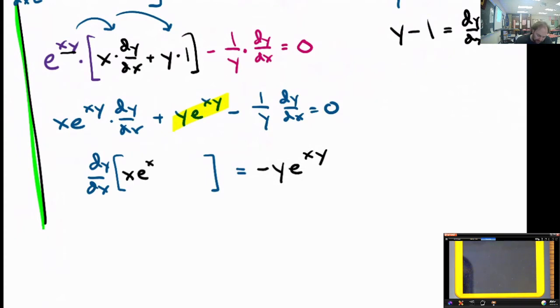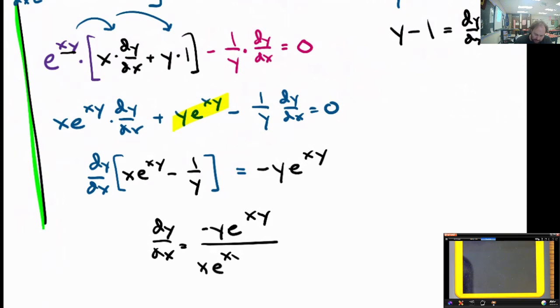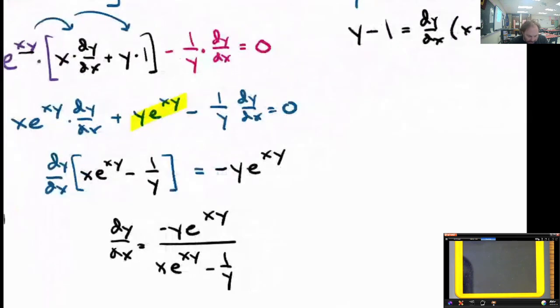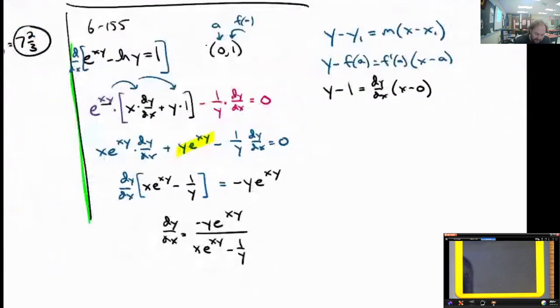x times e to the xy minus 1 over y, like that. And now all we've got to do is divide that stuff over, and we know that dy dx equals this ridiculous thing, which you don't need to panic about, and I'll tell you why after I'm done writing it down. I know it's bonkers, but don't forget, at the end of the day, we want to know what dy dx is when x is 0 and y is 1, which is really simple.